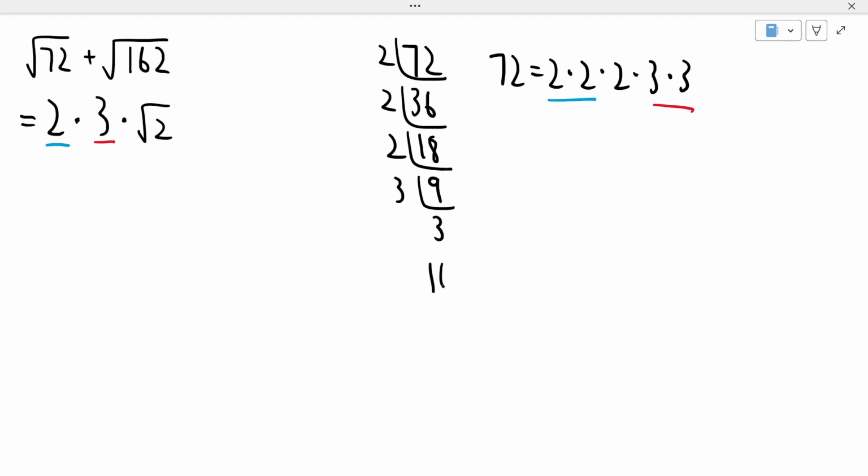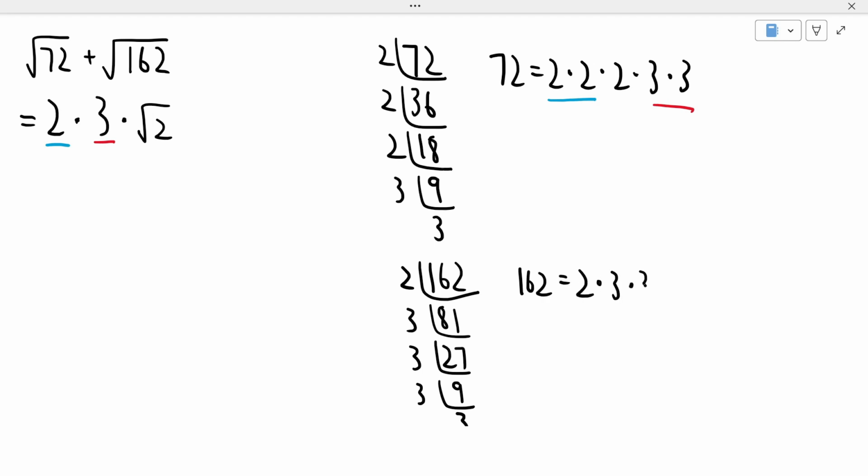And to do that, we need to find the prime factorization for 162. So 162 divided by 2 is 81, and 81 divided by 3 is 27. 27 divided by 3 is 9, and 9 divided by 3 is 3. And 3 is a prime number, so we can't factor this any further. So the prime factorization for 162 is 2 times 3 times 3 times 3 times 3.